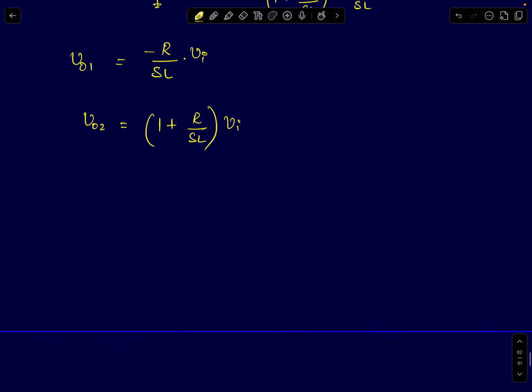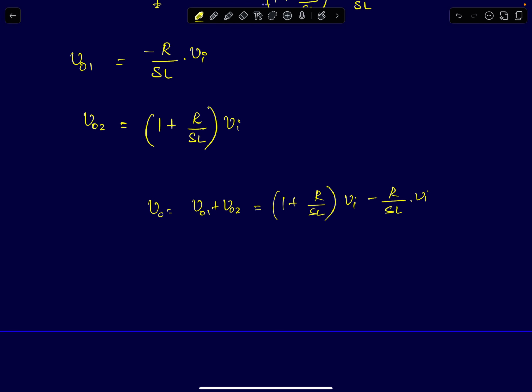Now your overall output V0 will be the superposition of the two voltages. So what will happen here? You will get 1 plus R upon SL times Vi, minus R upon SL times Vi. So these two terms will cancel out, and you are left with V0 equals Vi.